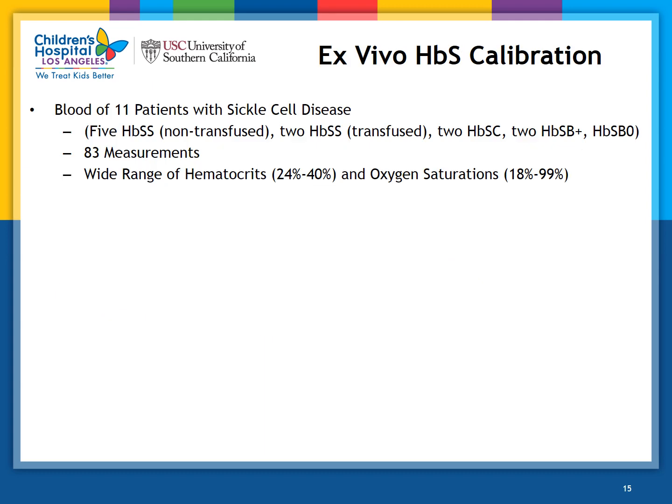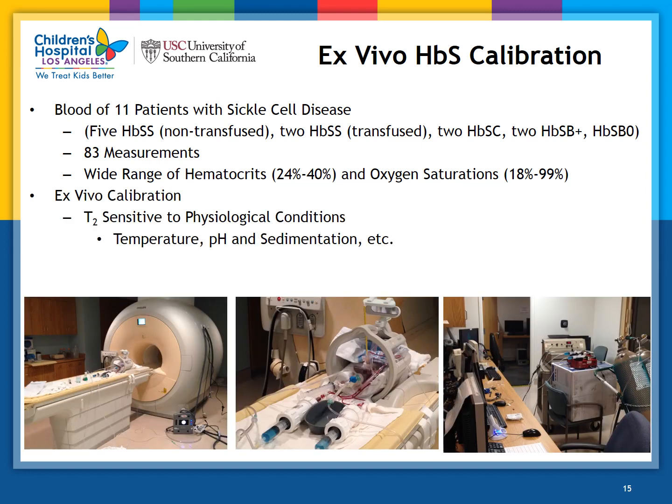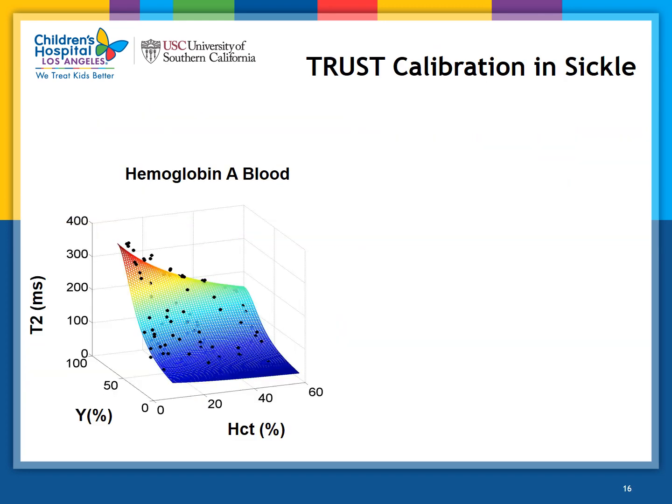So in order to address this question, we performed blood experiments on several subjects with sickle cell disease across a range of genotypes, transfusion statuses, hematocrits, and oxygen saturation levels. The experiments were tightly controlled for things like temperature, pH, and sedimentation to ensure that ex vivo conditions mimic the in vivo conditions as close as possible. Using the ex vivo system, we observed several interesting findings.